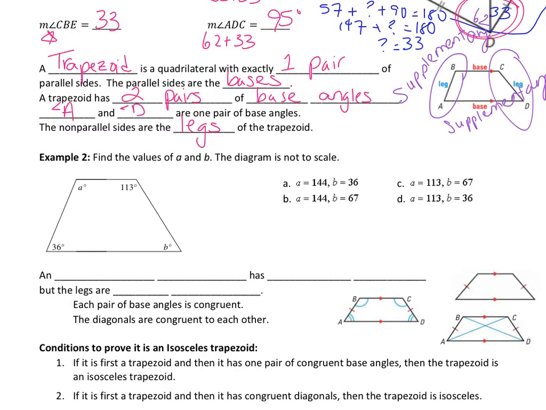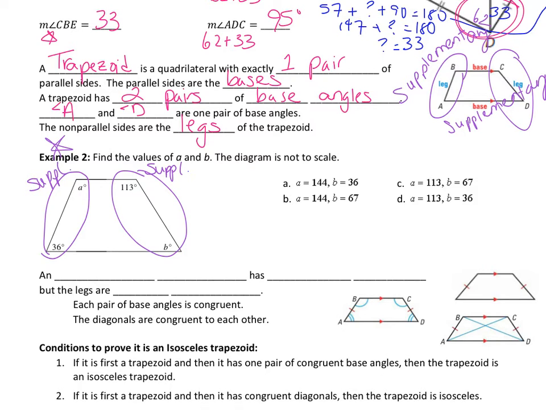lines. In our trapezoid, for example 2, we're going to use that same idea. So these two would have to be supplementary, as well as the two on the right. So knowing that those are supplementary angles, I want you to answer this question to figure out, is it A, B, C, or D?